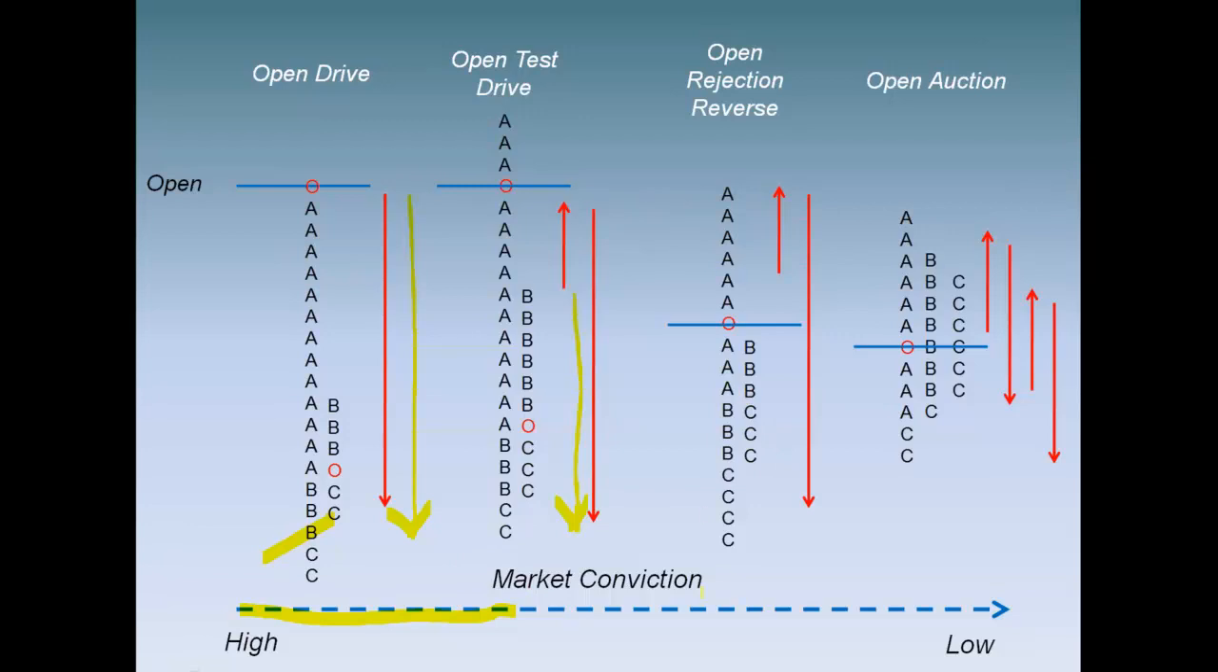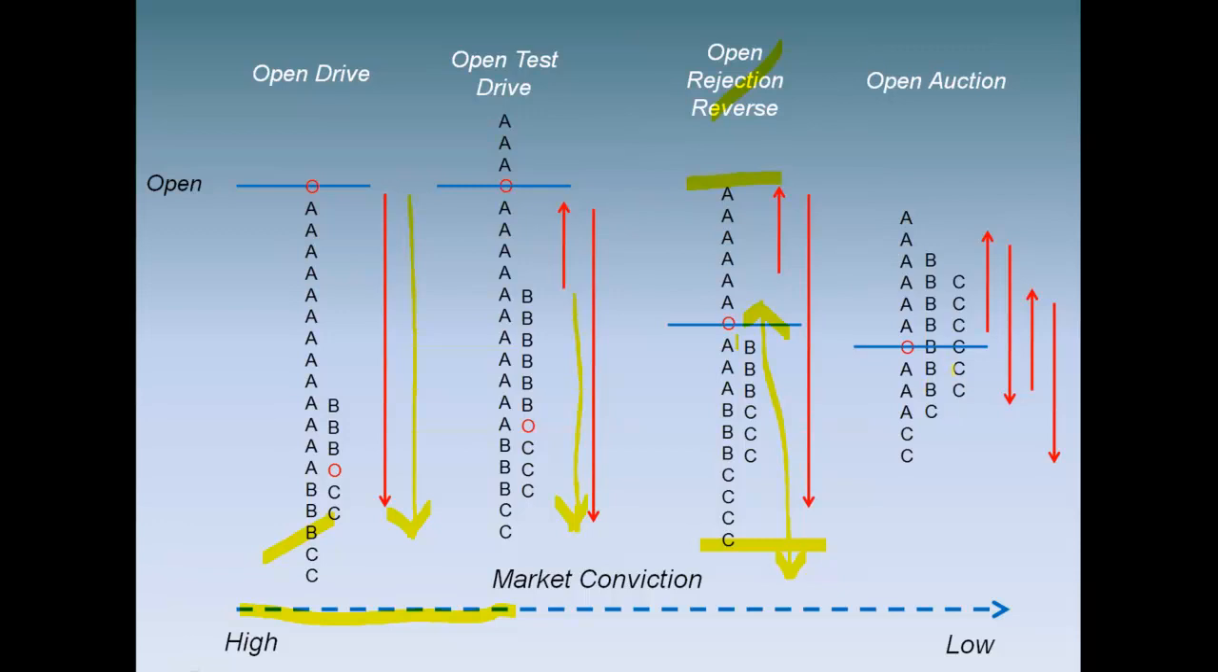Then lesser in terms of conviction is the open rejection reverse, where the market moves up in a direction, so we have some directional bias, and then all of a sudden it comes back right through the open and changes direction on us because of this resistance that it met. Then it might continue on in this direction, or if in fact it meets support here, it may start moving back up in the opposite direction. So that's the open rejection reverse.